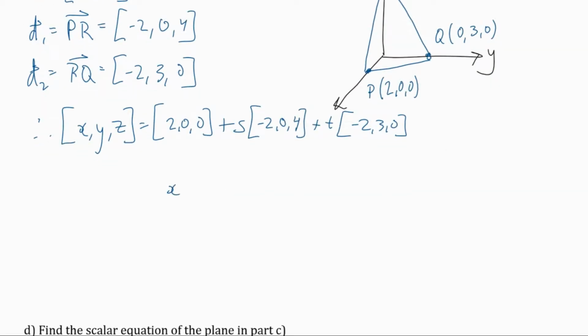And then turning this, hopefully this is getting to be old hat already, but turning this into a parametric equation. Got lots of zeros here, so that's just y equals 3t. And z equals 4s.